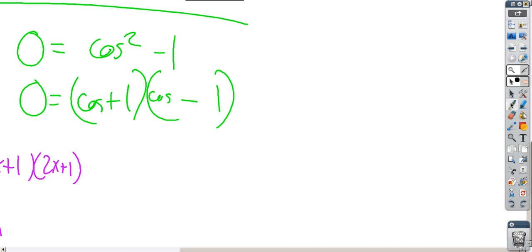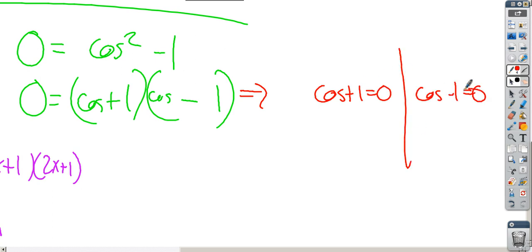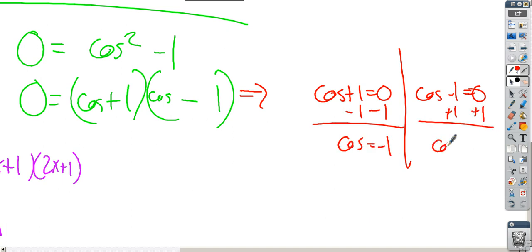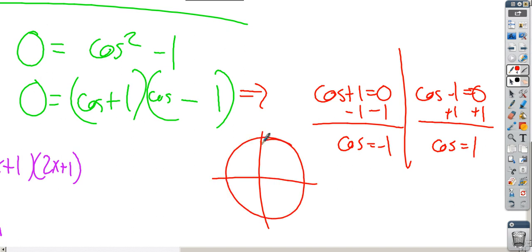So I'm going to solve it over here so we don't get in the way of that other problem. So cos plus 1 equals 0, and cos minus 1 also equals 0. So let's subtract 1 right here. So cosine equals negative 1. We'll add 1 right here. That means cosine equals positive 1. Where does that happen? On the unit circle, cosine is the x-coordinate, and the x-coordinate is positive 1 right here at 0 degrees, and it's negative 1 right here at 180. So those are the ones that we need to check.